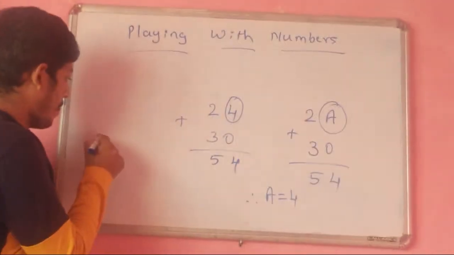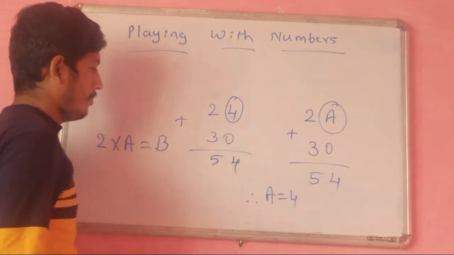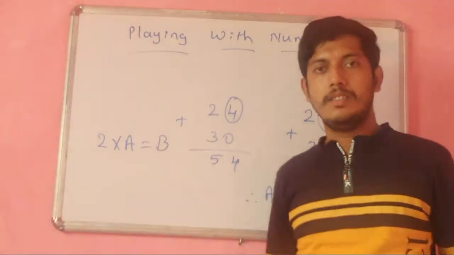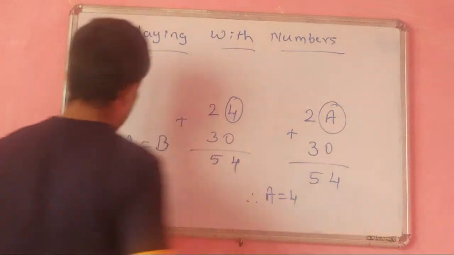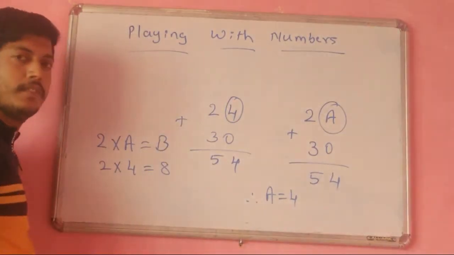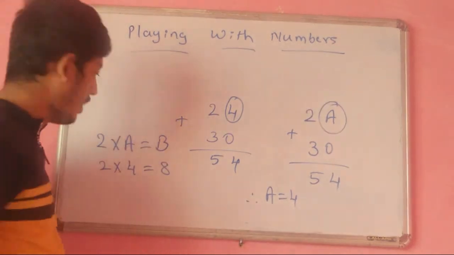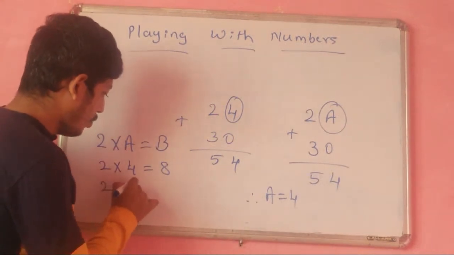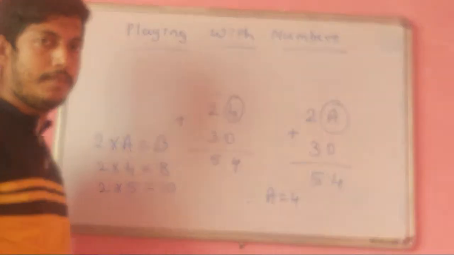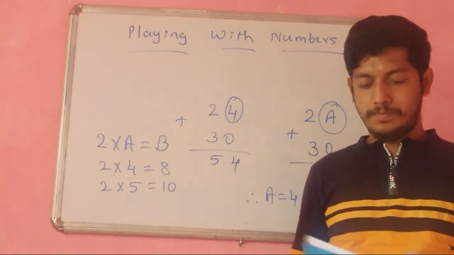For example, 2 into a equals b. So we can consider any number. For example, I will consider 2 into 4 equals 8. Here the value of a becomes 4, the value of b becomes 8. And similarly, if I consider 2 into 5, it becomes 10. Here the value of a becomes 5 and the value of b becomes 10. So by using this similar kind of method, we have to solve the problems.